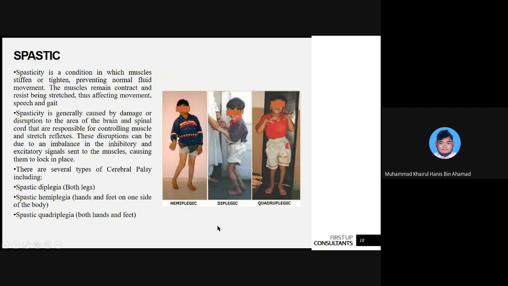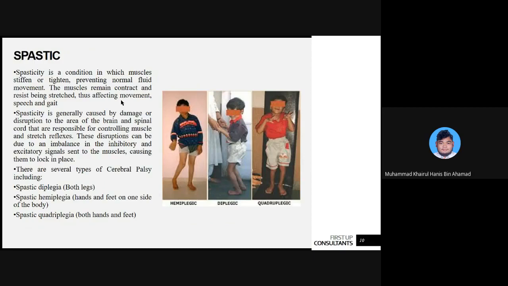Okay, spastic is a condition in which the muscles stiffen or tighten, preventing normal fluid movement. The muscles remain contracted and resist stretching, thus affecting movement, speech, and gait. Spastic is generally caused by damage or disruption to the areas of the brain and spinal cord responsible for controlling muscle and stretch reflex. The disruption can be due to an imbalance of inhibitory and excitatory signals sent to the muscle, causing them to lock in place.